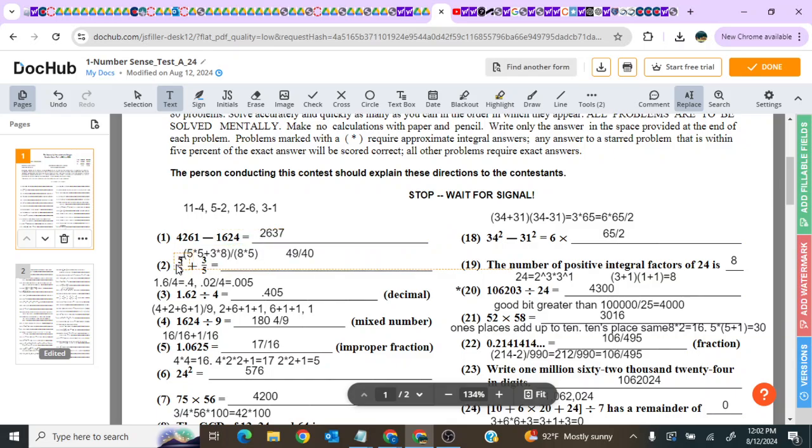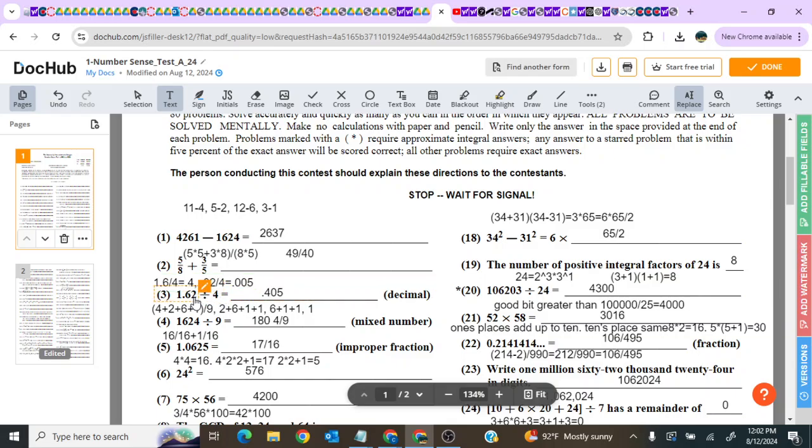Number 2, this is just going to be adding fractions. You got to put them under the same base, so 5 times 5 plus 8 times 3 gets you 49. Divide by 40, because you have to multiply your denominators to get them under the same base, and you get 49 over 40.